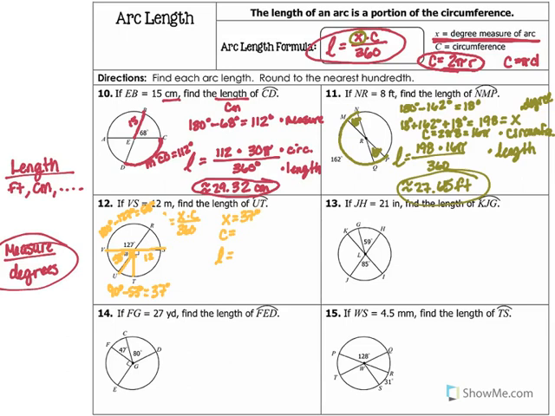Okay, now we need to find the circumference, and they gave us our diameter this time instead of our radius. So our diameter is 12, so we need to use this other equation that's pi times diameter. So 12 pi is our circumference. So now we just need to plug all of this into this equation over here.